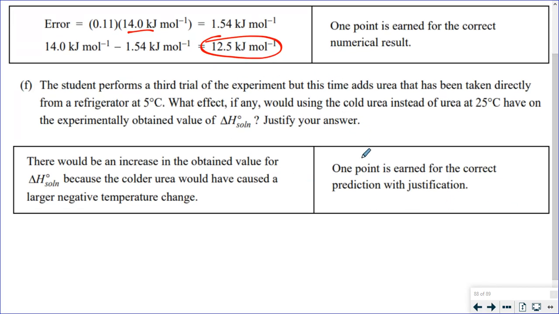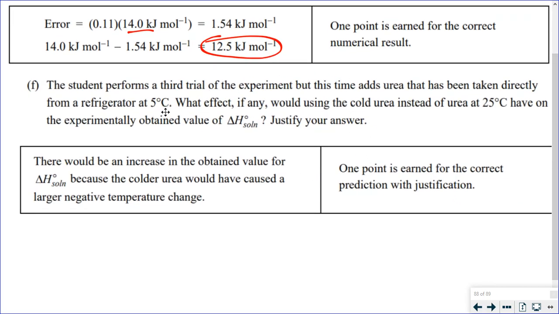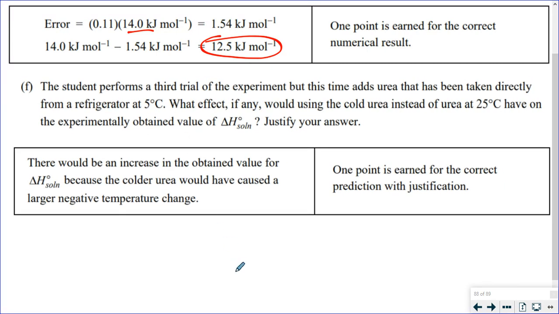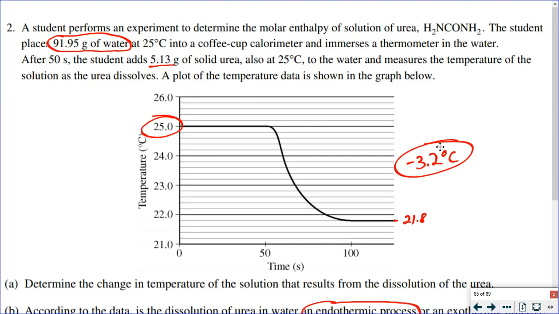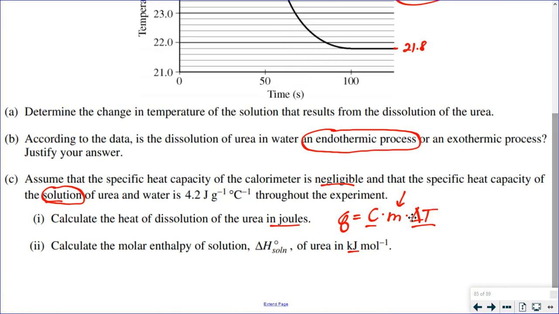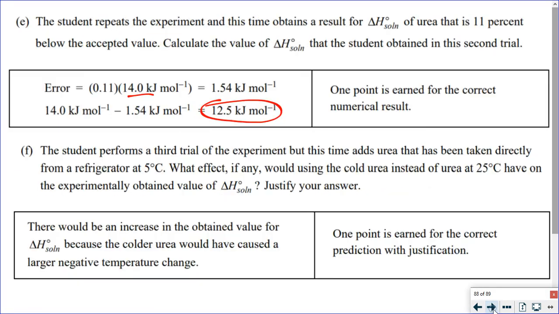F, the student performs a third trial experiment, but this time adds urea that's cold. It's colder than your water. What effect, if any, would using cold urea have on the experiment? Well, the cold urea will absorb even more thermal energy from the water than it would in the first experiment, which means if we go back to our experiment here, this temperature change would be even larger, an even lower value, so we get like negative 3.5 or something. What would that do to our Q? Well, larger temperature change, bigger Q, bigger Q means bigger enthalpy change. And so that's your answer here.